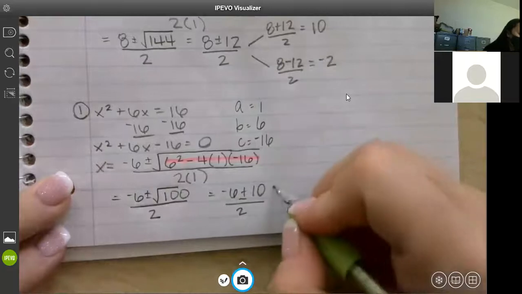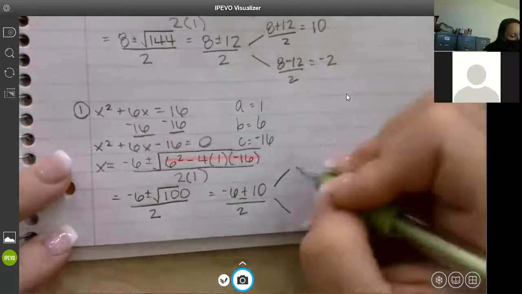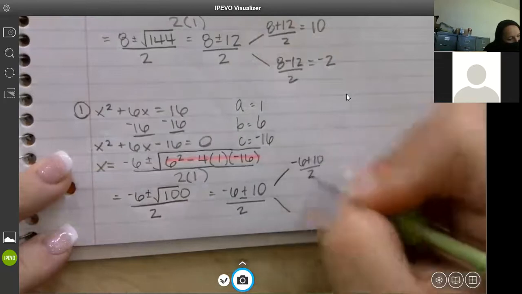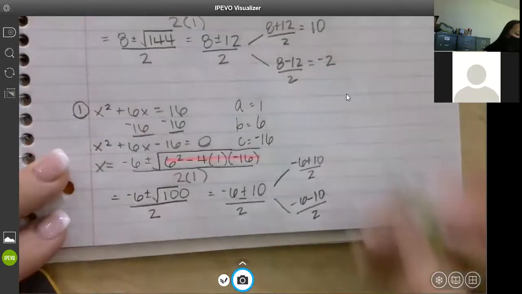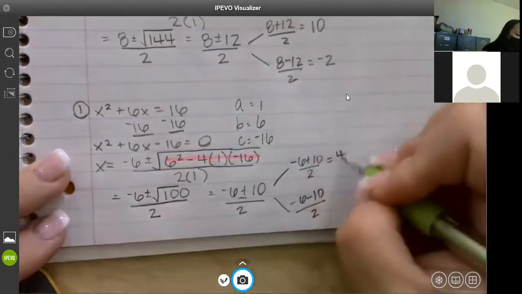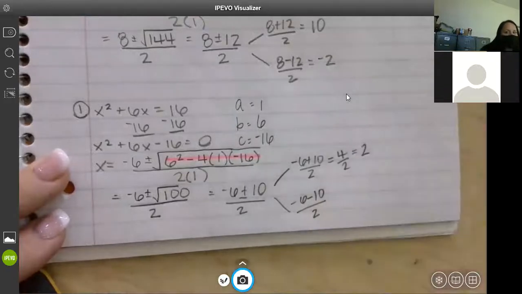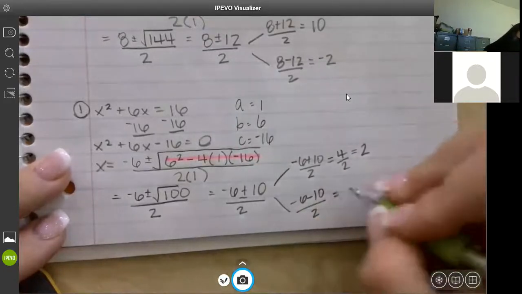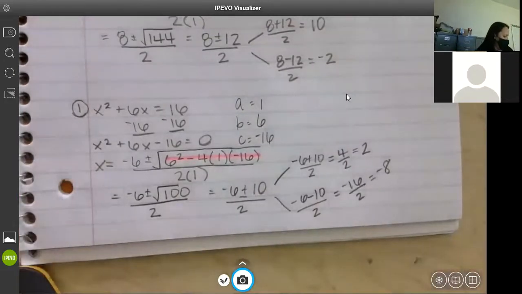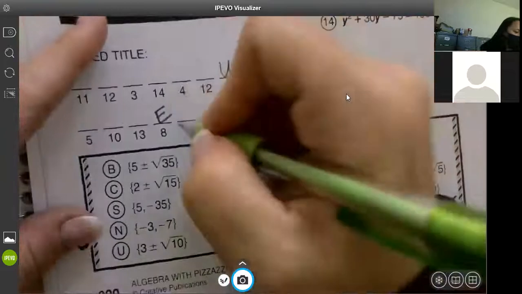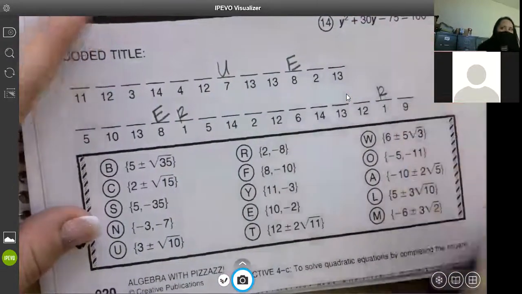Remember, when I get that whole number, instead of square roots, I have to split it up. -6 plus 10 divided by 2. And -6 minus 10 divided by 2. -6 plus 10 is 4 over 2, which is 2. -6 minus 10 is -16, divided by 2 is -8. So that is R. So number 1 is R. So everywhere you see a 1, you're going to put an R.